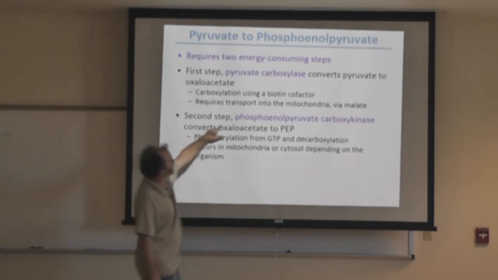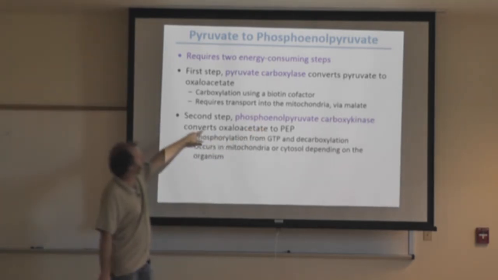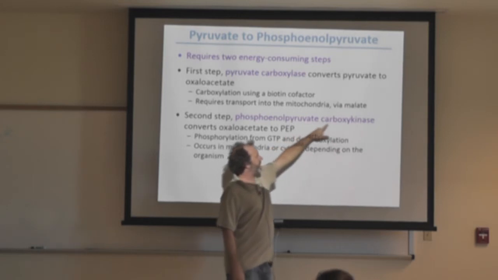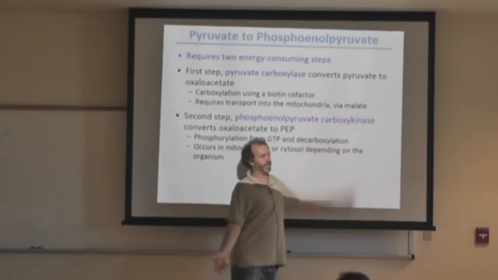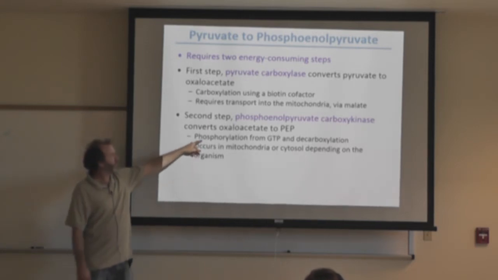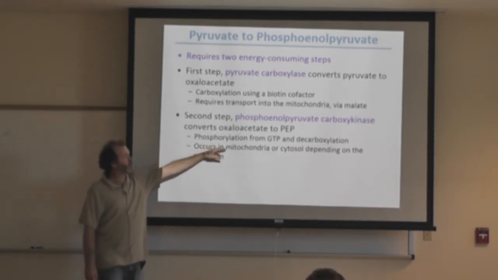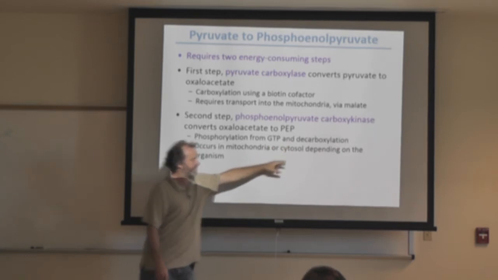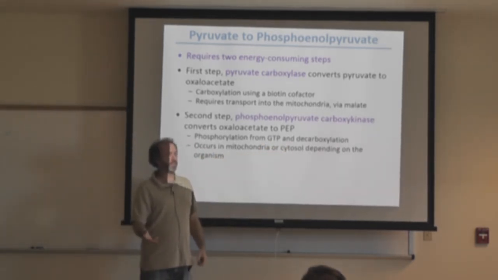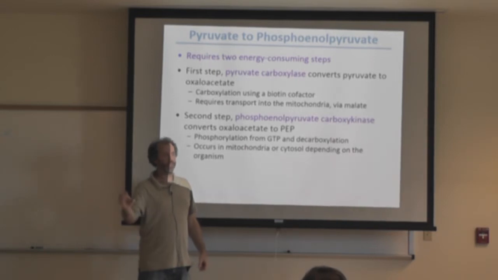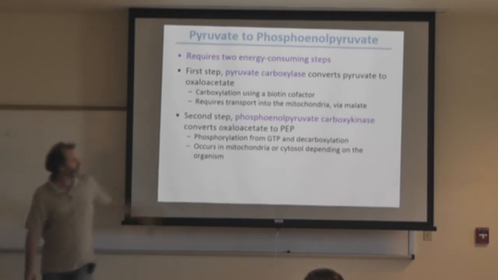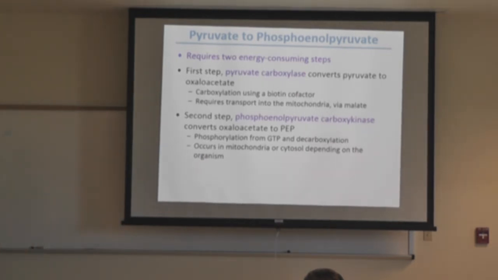Second step, phosphoenolpyruvate carboxykinase. So again, phosphoenolpyruvate carboxykinase, so you're going to have phosphorylation in this step. It converts oxaloacetate to PEP, and the phosphorylation from GTP and decarboxylation is what happens. GTP is just like ATP, it's just guanine instead of adenine as the handle. And this occurs in the mitochondria or the cytosol, depending on the organism.